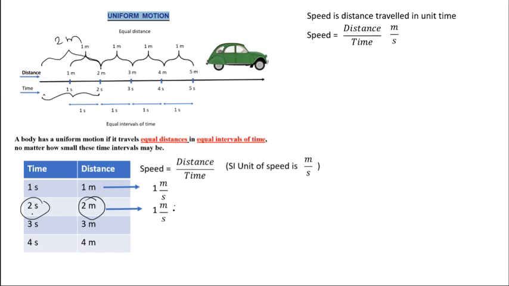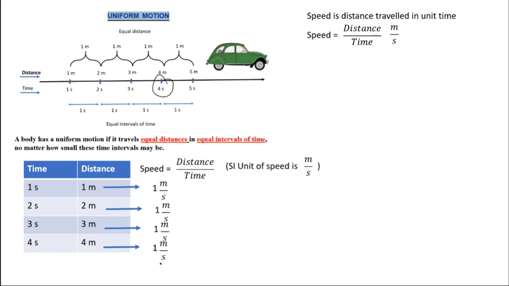I hope you are understanding these calculations properly. In case if you feel that I am moving a bit fast, you can pause this video and work out on your own and then continue. The same way, in third second, from here to here, in third second it covers 3 meter distance. Therefore distance divided by time, 3 meter divided by 3 seconds is equal to again 1 meter per second, and so on. Fourth second also it is 1 meter per second. Look at this. The speed remains same.